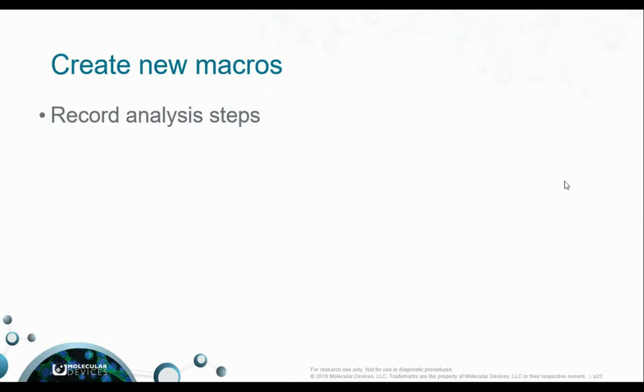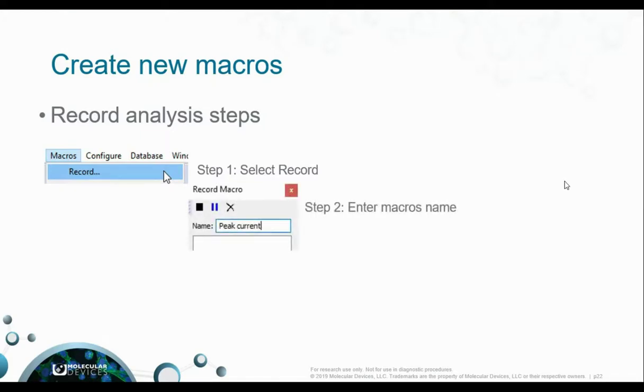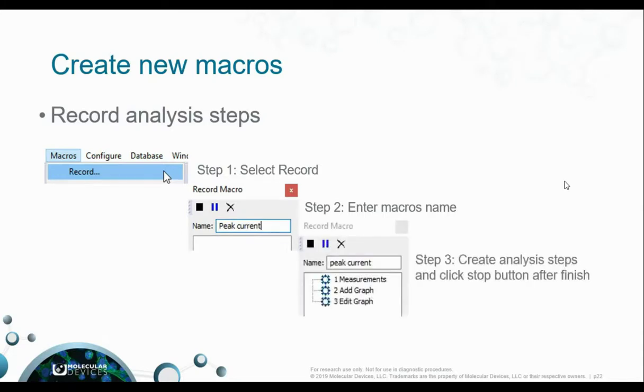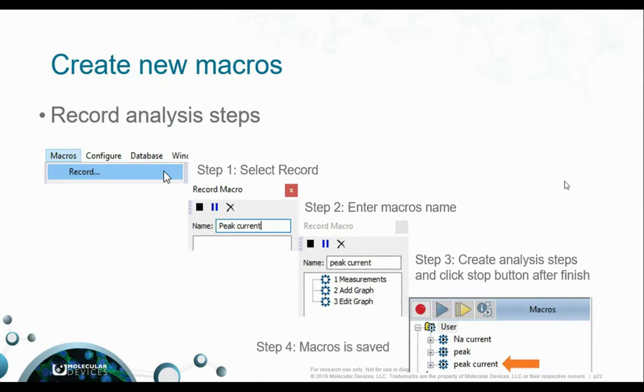Now let's talk about how to use the macros. You can use the macro to recall analyze steps for this data file. Now you select the Macros tab, select Record, then you enter the macro name. Then you can create the analyze steps and click the stop button after finish. The macro is saved.